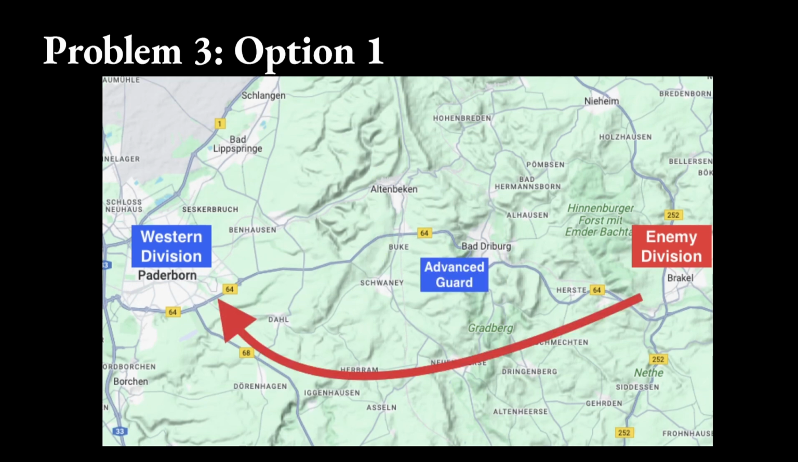The first option that Moltke explores is actually for the advance guard to stay in Dreiberg. If the advance guard stays there, they have a strong position. However, Moltke points out that because the road network is less developed in those high mountain ranges, it gives that advance guard less flexibility. And there's a possibility that that enemy division can move to the south, bypass the advance guard, and hit that Western Division in Paderborn. In this case, the advance guard would not be doing its job of screening the main body.